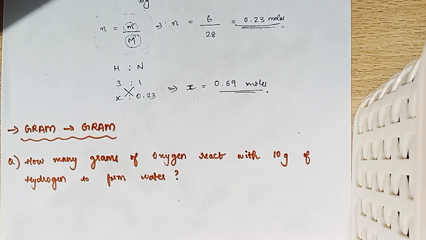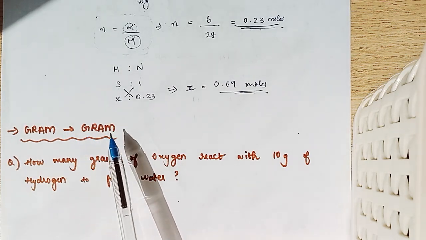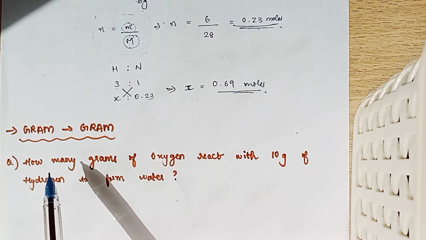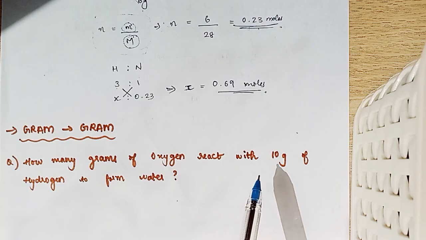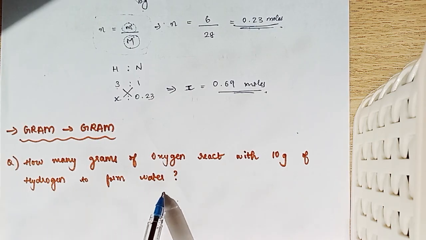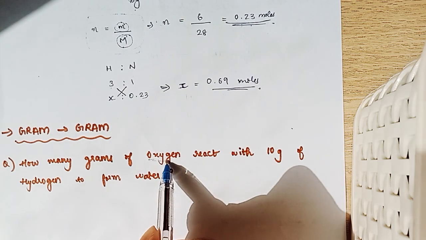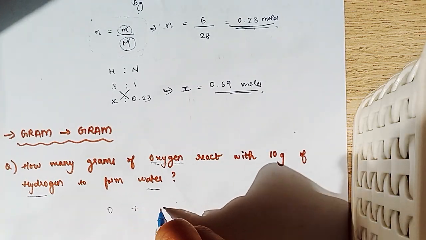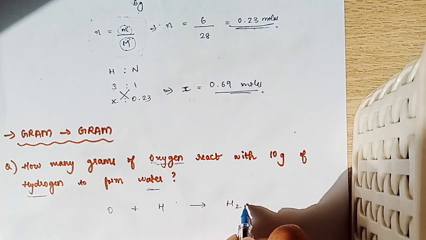And the last step of conversion that you need to know is gram to gram conversion. So this is the question that I've taken. How many grams of oxygen react with 10 grams of hydrogen to form water? So what are the things given? Oxygen, hydrogen and water. So write it down. O plus H gives us H2O.